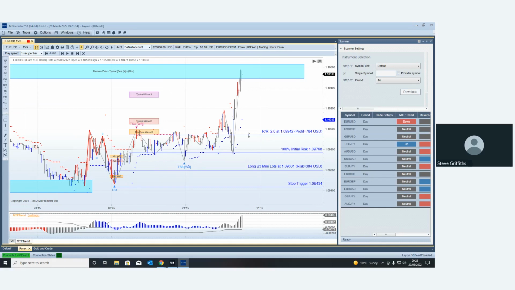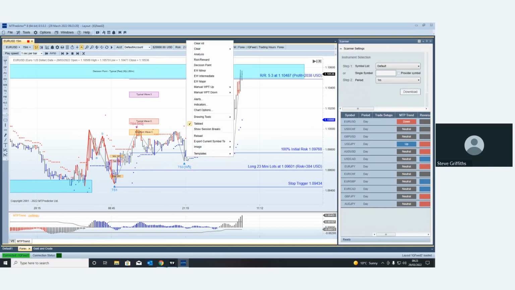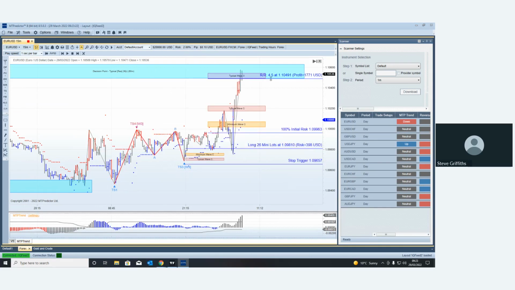But of course, if it turns out well, you'd make 5R on that one, and then another 4R on that one. But pyramiding is something that I wouldn't suggest if you're not very experienced. I'd only suggest it, or even think you should consider it, if you're more experienced. In other words, if you've been using MT Predictor for a while or trading for a while, and you're quite happy doing that, well, then that's something you could consider.